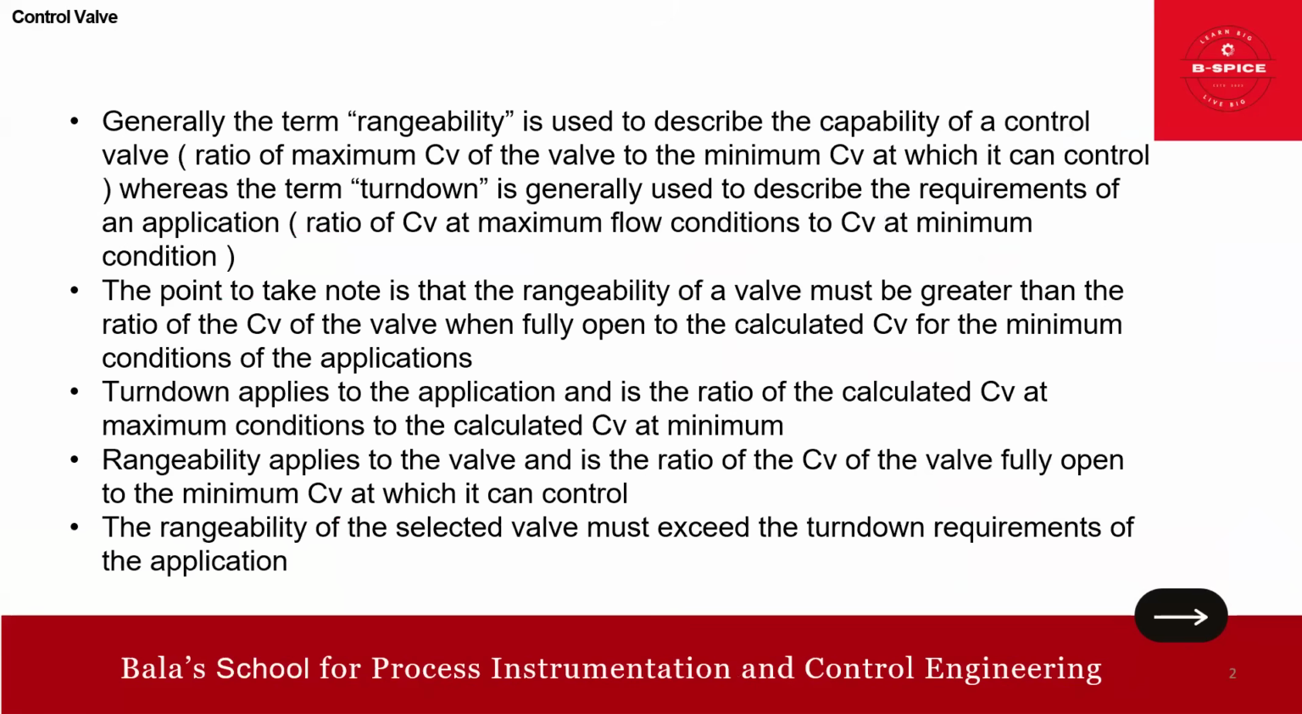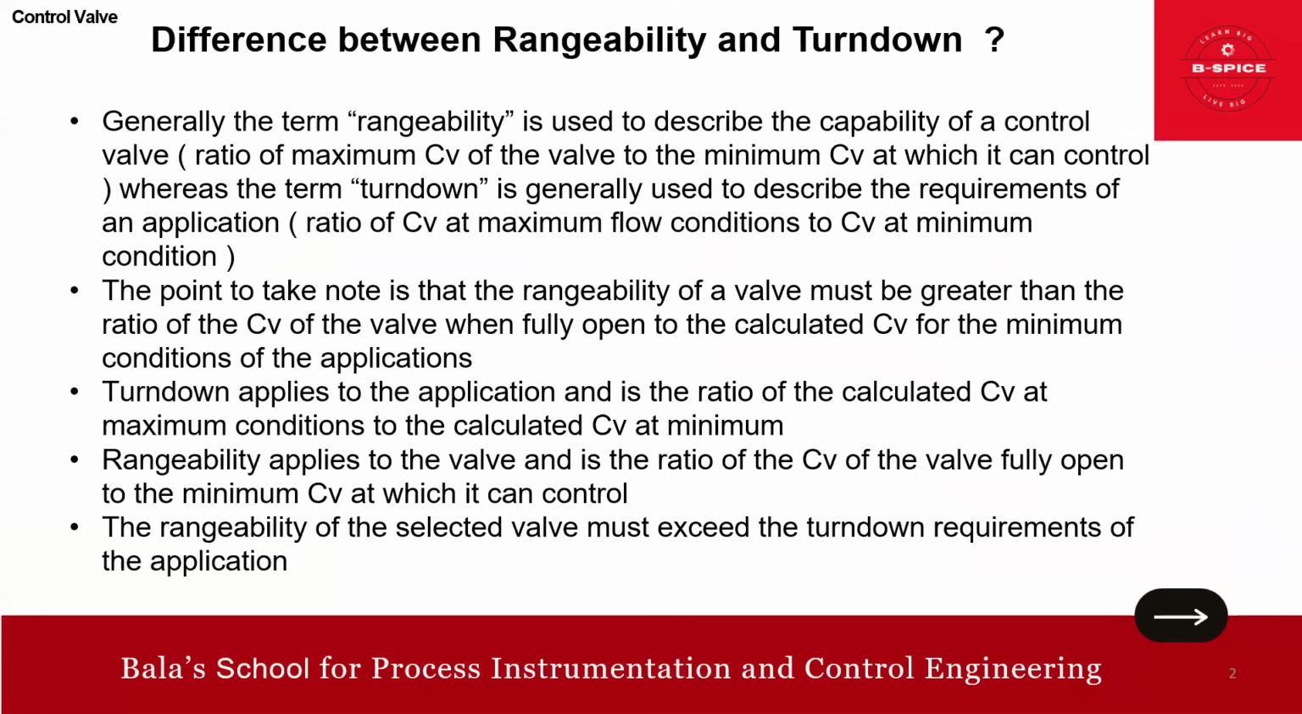So I'll just start with the difference between rangeability and turn down. Of course, the experienced professionals are aware of this, but again, this is targeted for freshers and intermediates. Generally, the term rangeability is used to describe the capability of a control valve. Capability, that is the point. Capability of the control valve, meaning ratio of maximum CV of a valve to the minimum CV at which it can control. You got it, friends?